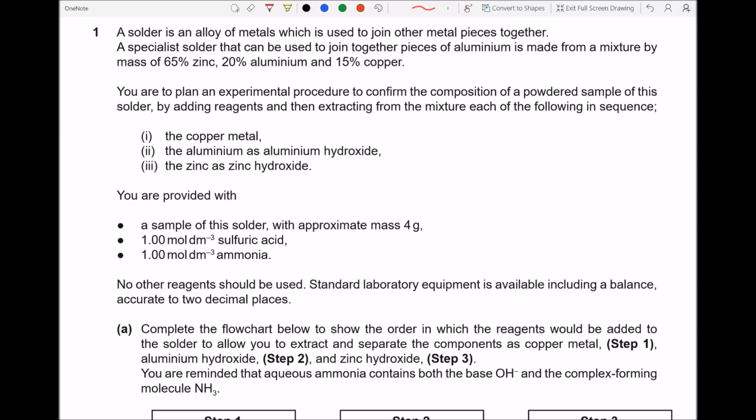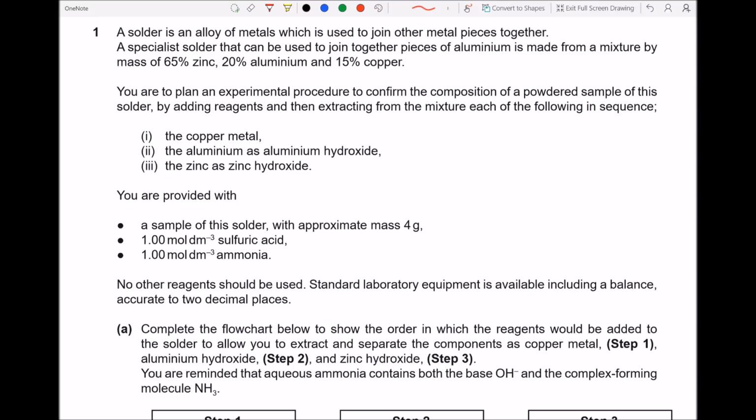Okay, so this is question 1. It says, a solder is an alloy of metals which is used to join other metal pieces together. A specialist solder that can be used to join pieces of aluminium is made from a mixture of mass 65% zinc, 20% aluminium and 15% copper. You are to plan an experimental procedure to confirm the composition of a powdered sample of this solder by adding reagents and then extracting from the mixture each of the following in sequence. Copper metal must be extracted first, then the aluminium as aluminium hydroxide, and then the zinc as zinc hydroxide. So they've given you a little bit of structure there.